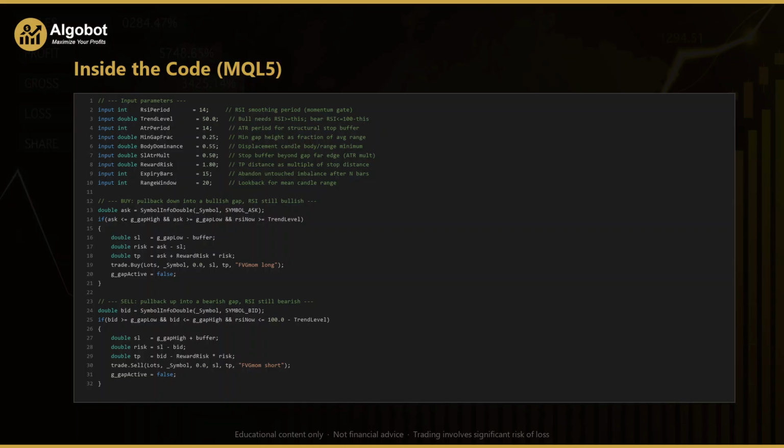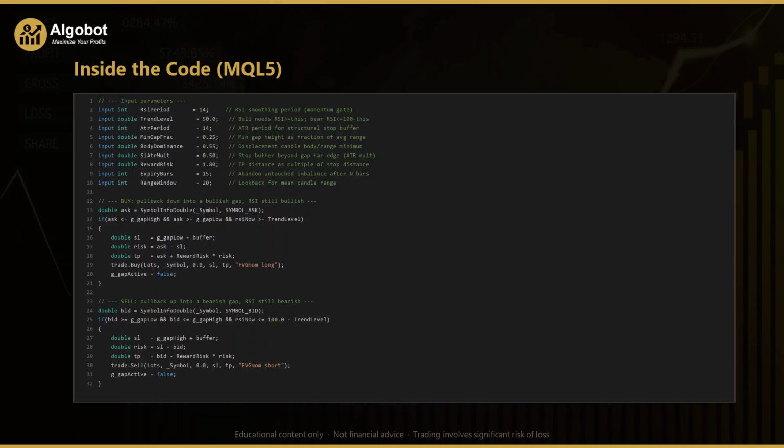When all three are true, it computes the stop loss a buffer below the gap low, measures the risk as the distance from entry to that stop, sets the take profit at reward risk times that distance above entry, and calls trade.buy. The sell block is the mirror image.